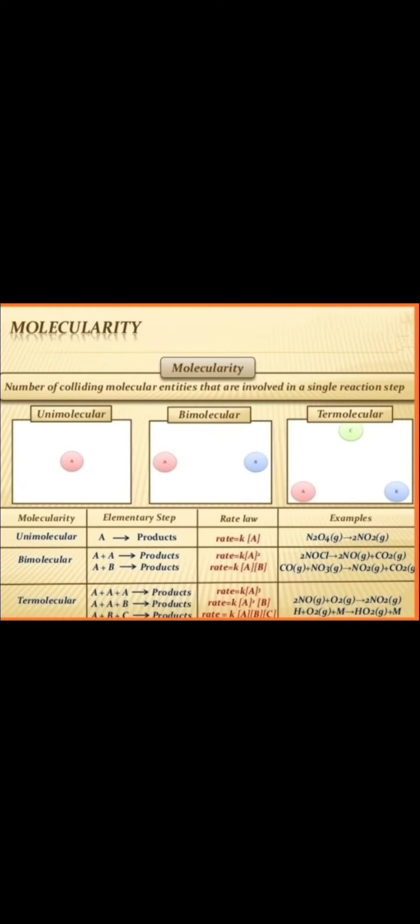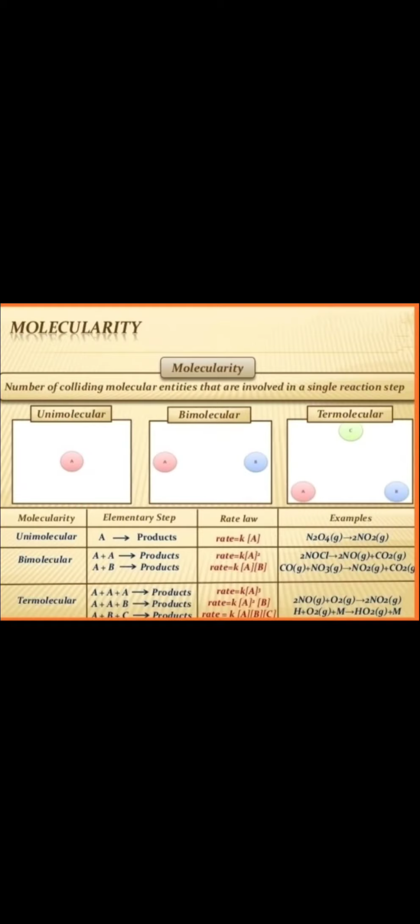Here a hypothetical example is given. Unimolecular, the elementary step is A converted to product. The rate law is rate is equal to K into concentration of A raised to 1. For example, the decomposition of dinitrogen tetroxide into nitrogen dioxide.